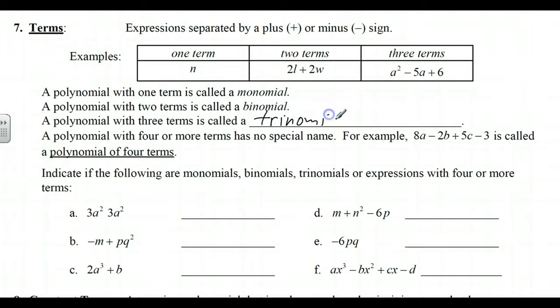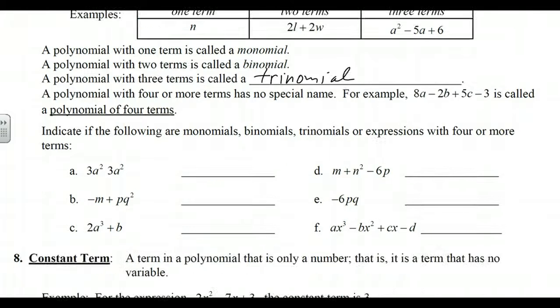Okay, again, terms are monomials, separated by a plus or a minus sign. A polynomial with 4 or more terms has no special name. 8a minus 2b plus 5c minus 3 is called a polynomial of 4 terms.